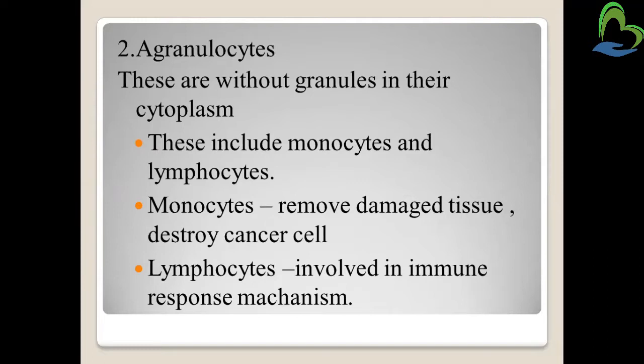And the second type is agranulocytes. These are without granules in their cytoplasm. In these the granules are absent, and in the granulocytes the granules are present. This includes monocytes and lymphocytes. So the first one is monocytes. They remove the damaged tissue and destroy the cancer cells. Then lymphocytes are involved in the immune response mechanism. Now what is the immune response mechanism? It is the response which is done by our immune system against the foreign substance. So it is known as the immune response mechanism.